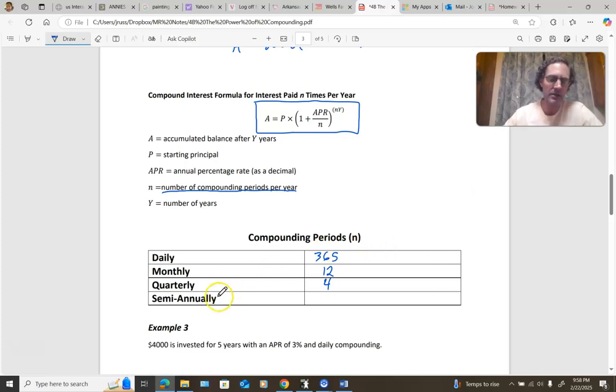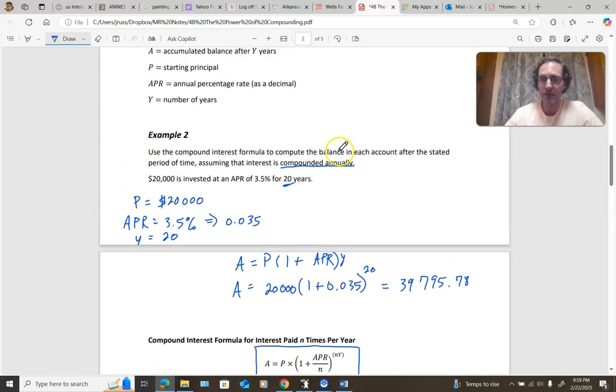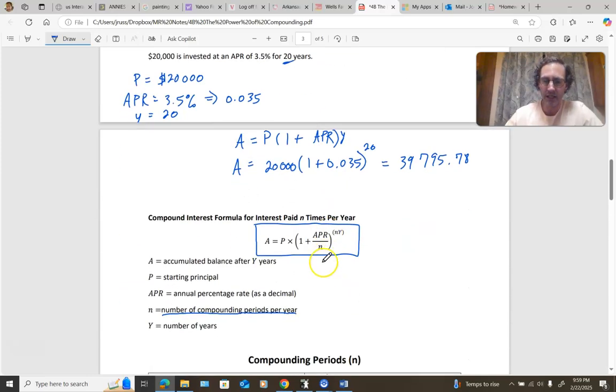And then finally, guys, semi-annually. That means twice a year. Okay, so 2 times a year, or in other words, every 6 months, essentially. Really, this formula would turn into the above formula if you let n be 1. Okay. Because the APR divided by 1 would just be the APR, and then y times 1 would just be y.